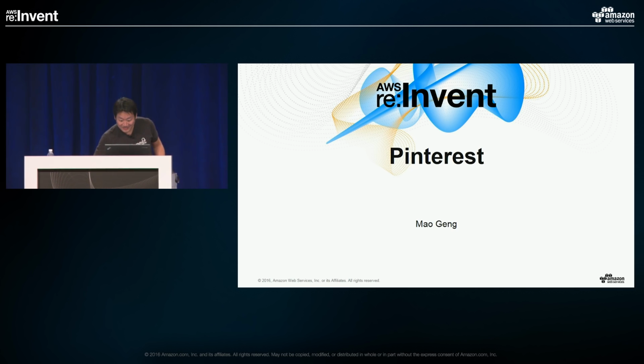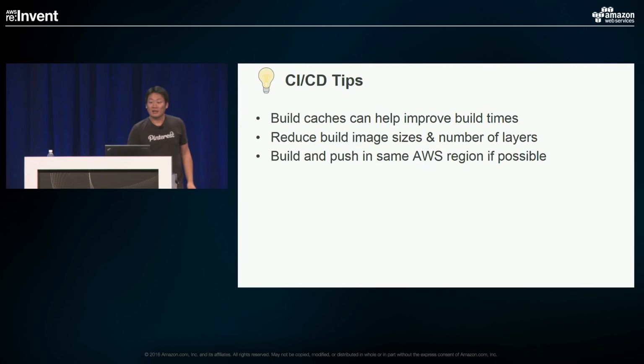First, let me make my speaker volume larger. Oh, sorry.